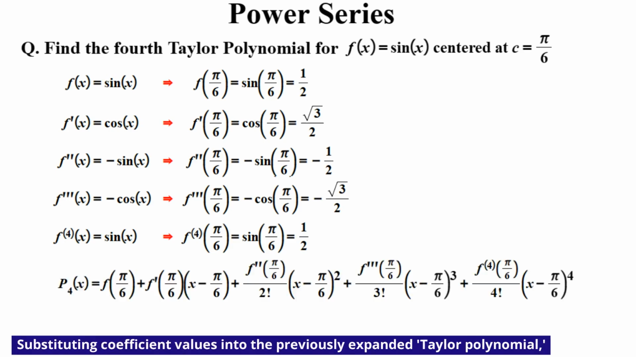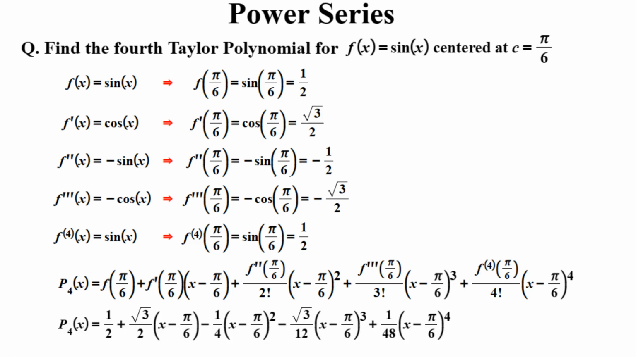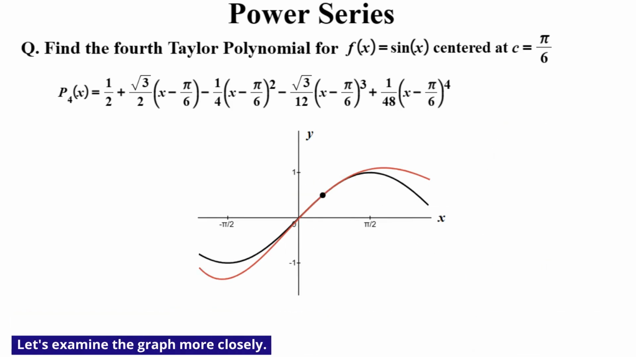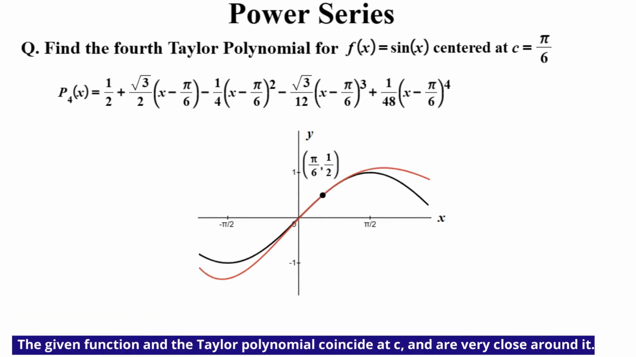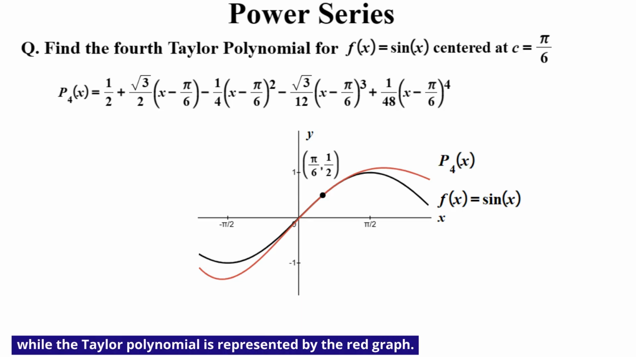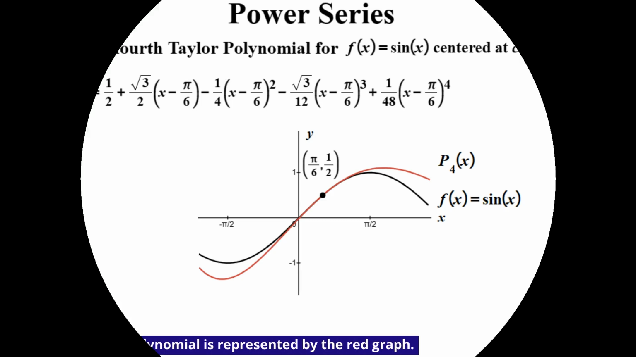Substituting coefficient values into the previously expanded Taylor polynomial, we get the following fourth-degree Taylor polynomial. When graphed, we can observe that around the value of c, the polynomial provides a very close approximation. But as we move away, the disparity increases significantly. Let's examine the graph more closely. The given function and the Taylor polynomial coincide at c and are very close around it. The f(x) is represented by the black graph, while the Taylor polynomial is represented by the red graph. Let's solve another example.